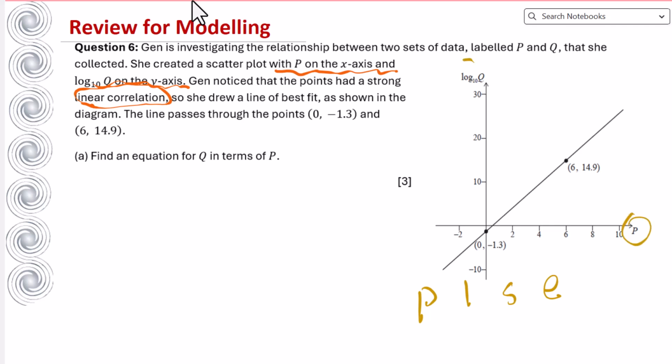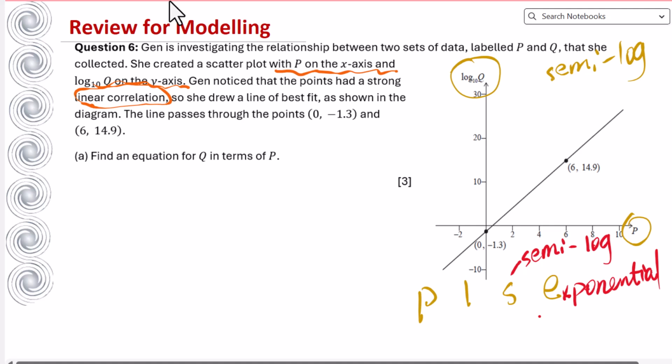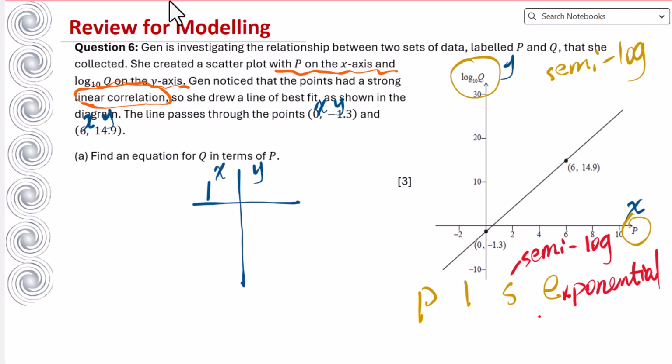P and the common log of Q. This is the semi-log. Semi-log means the relationship between these two variables is exponential. Since we are given 2 points, we need to draw the table x, y. This is x, this is y. X is P, y is the common log of Q.